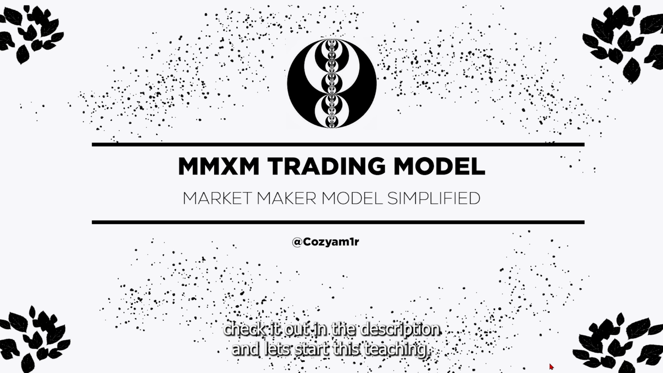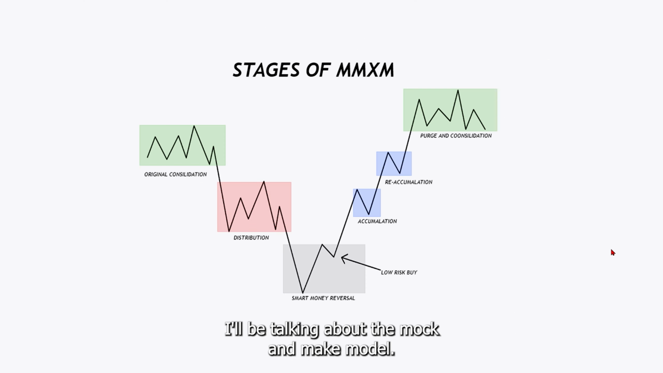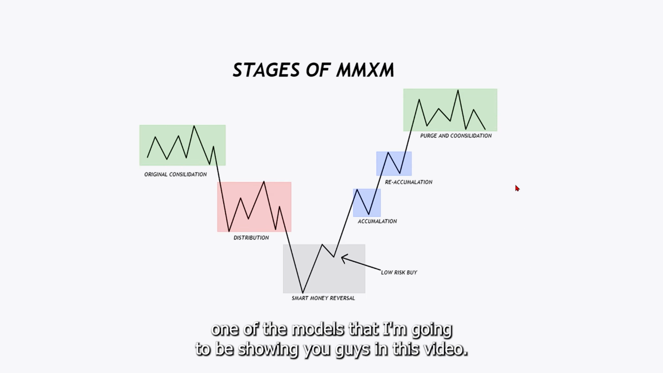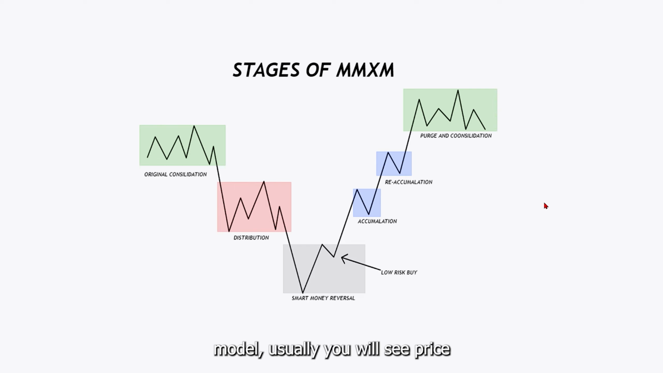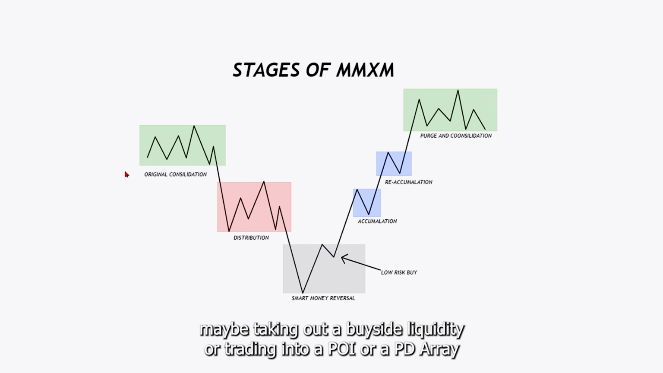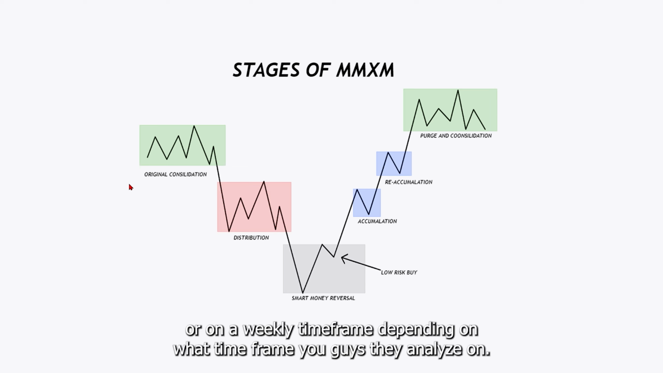we start the stages. So this is going to be the first stage that I'll be talking about, the market maker model. This is one of the models that I'm going to be showing you in this video. When looking at the stages of a market maker model, usually we'll see price maybe taking out buy side liquidity or trading into a PD array, could be on a monthly time frame or on a weekly time frame, depending on what time frame you analyze on.